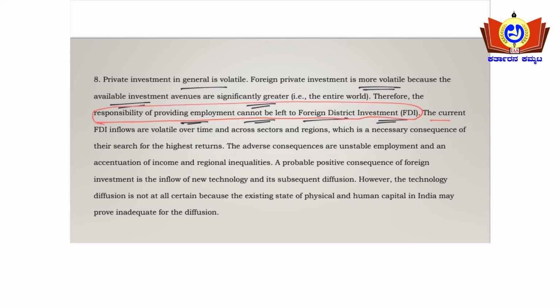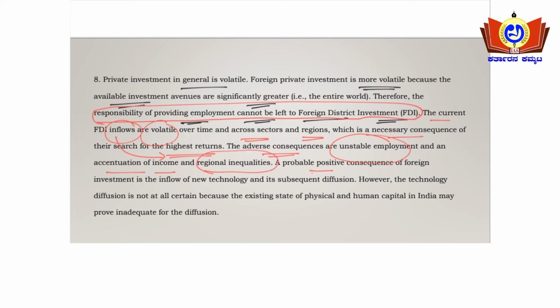The current FDI inflows are volatile over time and across sectors and regions, which is a necessary consequence of their search for the highest returns. See, FDI inflows are volatile because they can go out from any sector and any region, because their main importance is the highest returns. The adverse consequences are unstable employment and an accentuation of income and regional inequalities.